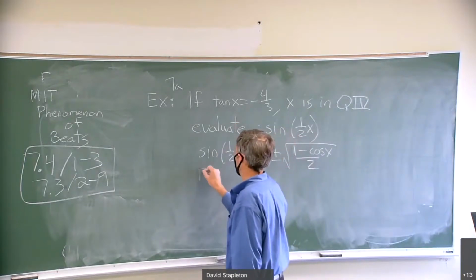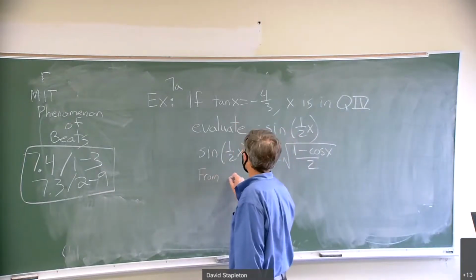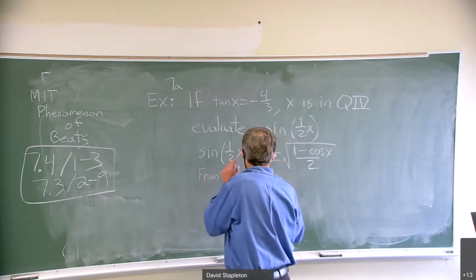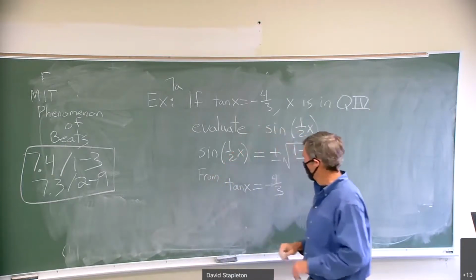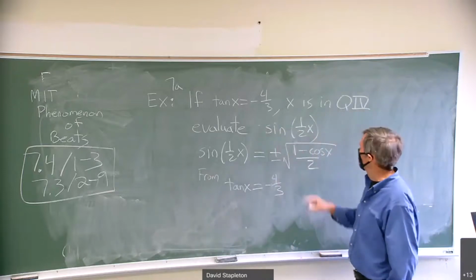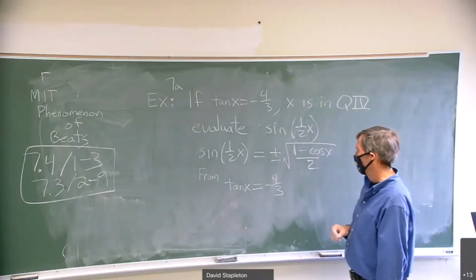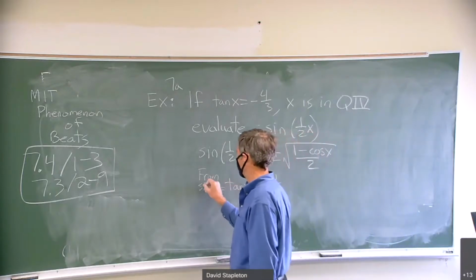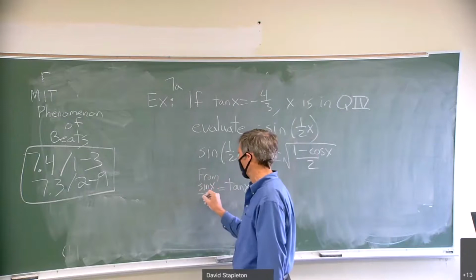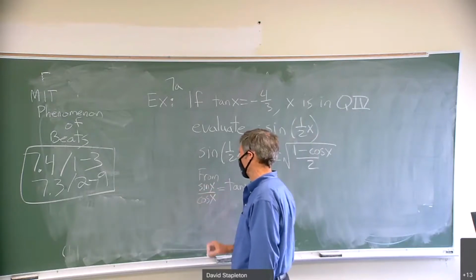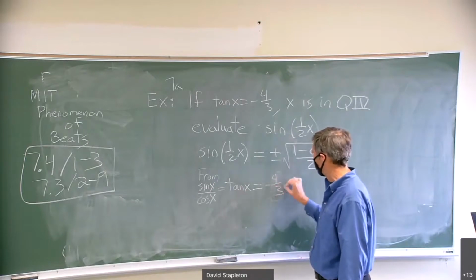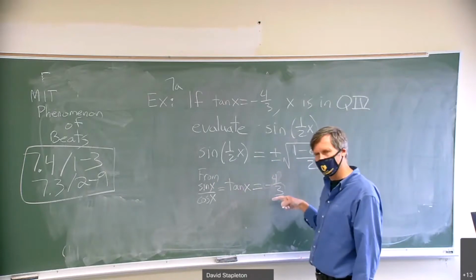From the tangent equal to -4/3, I can figure out the sine and cosine when I also know the quadrant. I might like to say, well, tangent is sine over cosine. This is the hard case of tangent. That's why I picked this, by the way. You can do this one, you can do the others easier. Tangent is sine over cosine. So maybe this is the sine and this is the cosine. Why not? Why can't they be the sine and cosine?